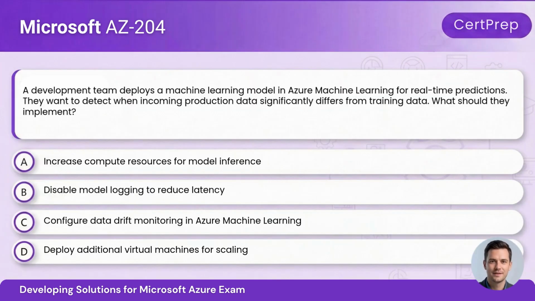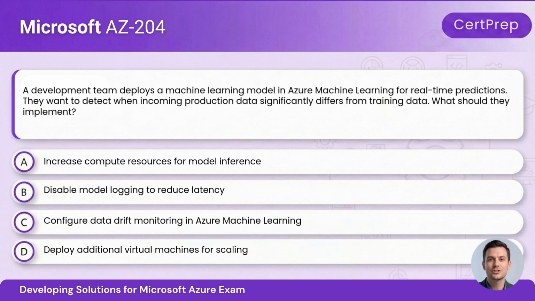Question number 4. A development team deploys a machine learning model in Azure Machine Learning for real-time predictions. They want to detect when incoming production data significantly differs from training data. What should they implement?